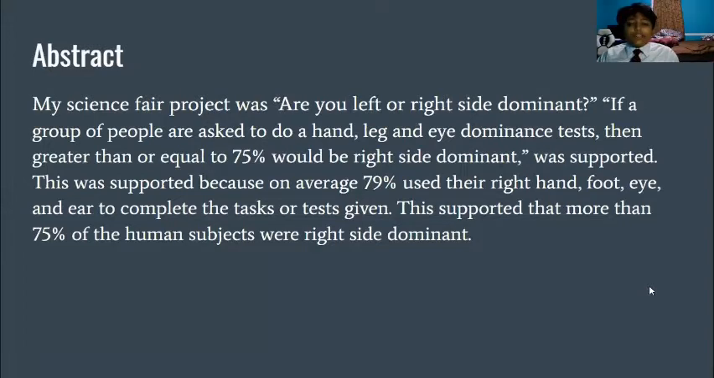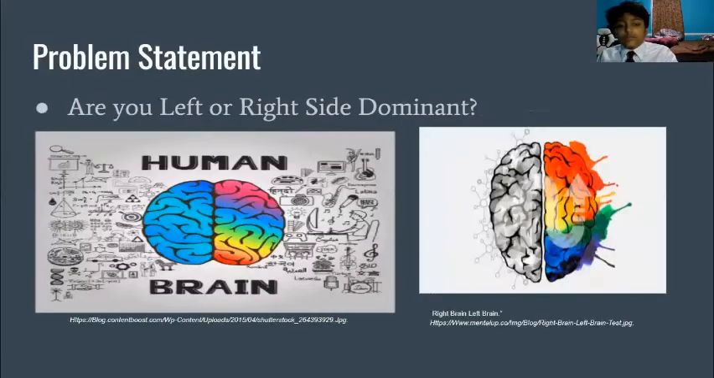Abstract. My science fair project was: Are you left or right side dominant? If a group of people are asked to do a hand, leg, and eye dominance test, then greater than or equal to 75% would be right side dominant. This was supported because on average, 79% use their right hand, foot, eye, and ear to complete the test given. This supported that more than 75% of the human subjects were right side dominant.